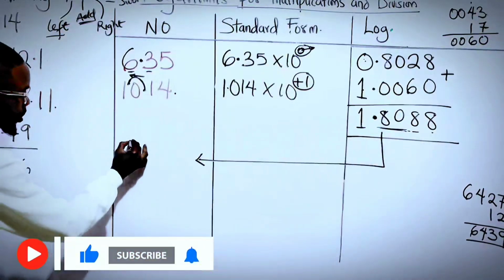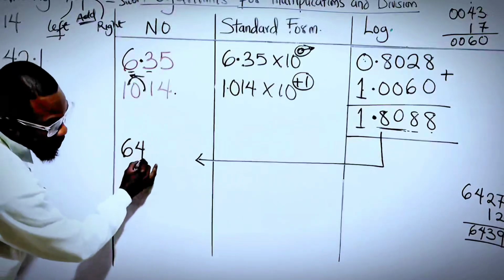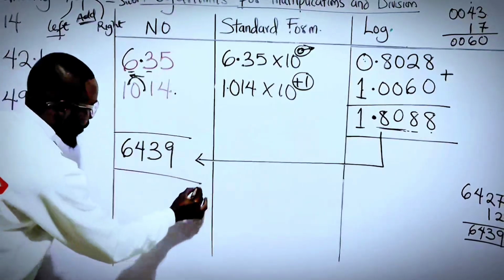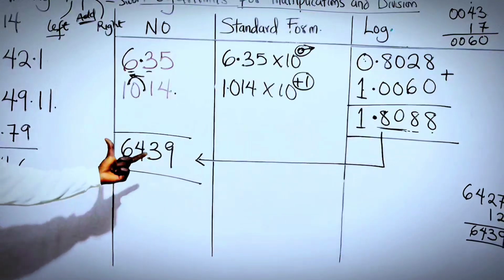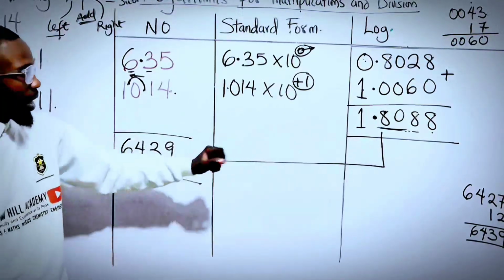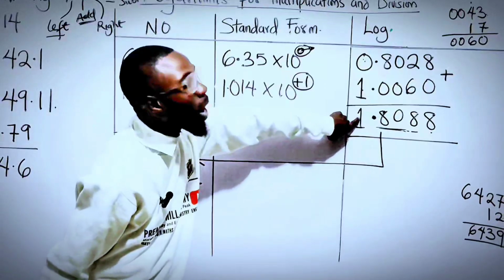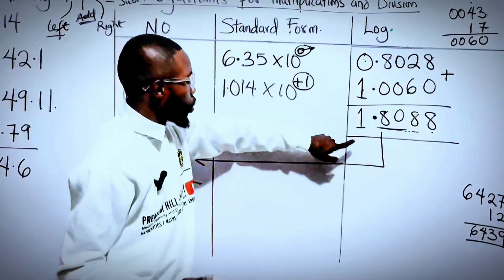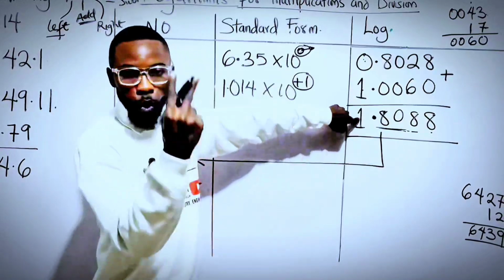What we got was 6439. Are you getting it now? So this is our antilog, right? But we're not done. What we do next from here, because this should be our final answer, is that we add 1 to this 1. Every antilog is a plus 1 of the logarithm's characteristic. Are we good? So adding 1 to this 1 here, we got 2.